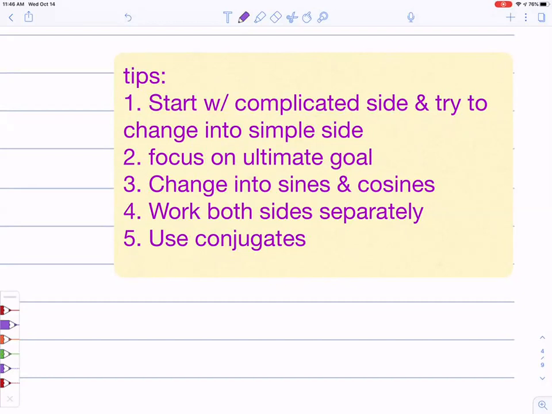Number 3, changing the signs and cosines. We just said that. Number 4, work both sides separately. Sometimes a question will look just as complicated on the left as it does on the right. So what you could do is work on the left until you get stuck. Okay, I quit. Work on the right until you get stuck. And what you're hoping for is that you get stuck in the same place. That's what you're hoping for. And then number 5, you might have to use some conjugates, and I will show you that. Like conjugates from Math 110, okay?